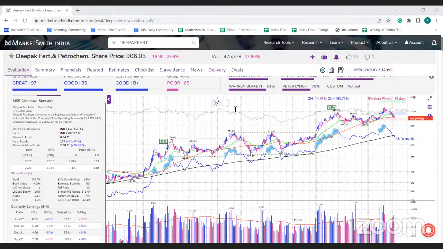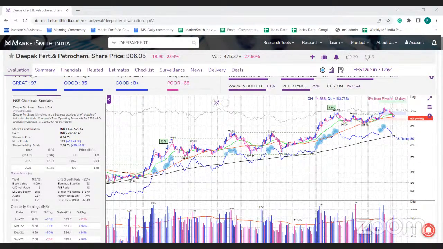Because if you look at the successive fall that it had in the last 4 to 5 days, the fall was on very low volumes, except for one big red candle. Apart from that, the fall was on very low volumes. So probably these are the kind of support levels. It is below the 50 DMA at the moment, and the result is in 7 days as well. So a new entry is probably not advised.